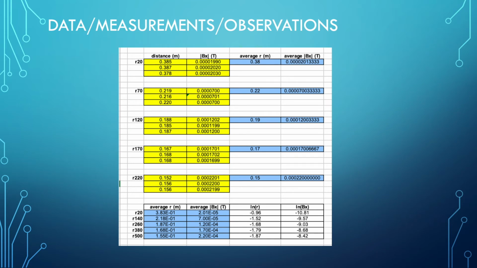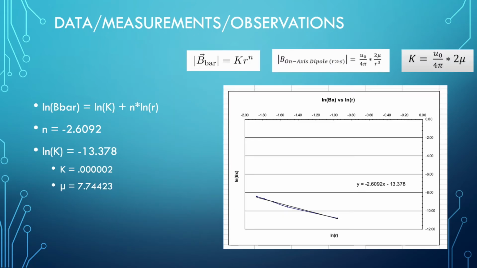And then here's my data and measurements. So like I mentioned earlier, we had 5 different x components of the magnetic field, and for each one, we found the distance r 3 times, and then we averaged the r and we averaged the x component of the magnetic field, and then we took the ln of r and the ln of the x component of the magnetic field. And the reason we took the ln of both of those is so that we could plot this graph right here.